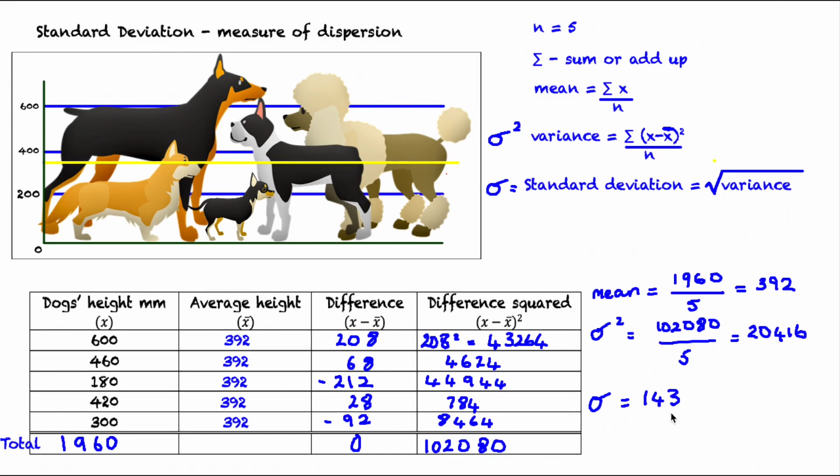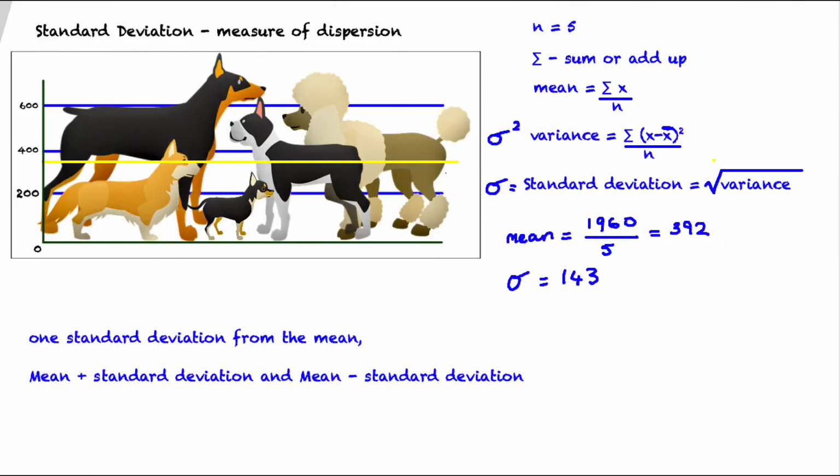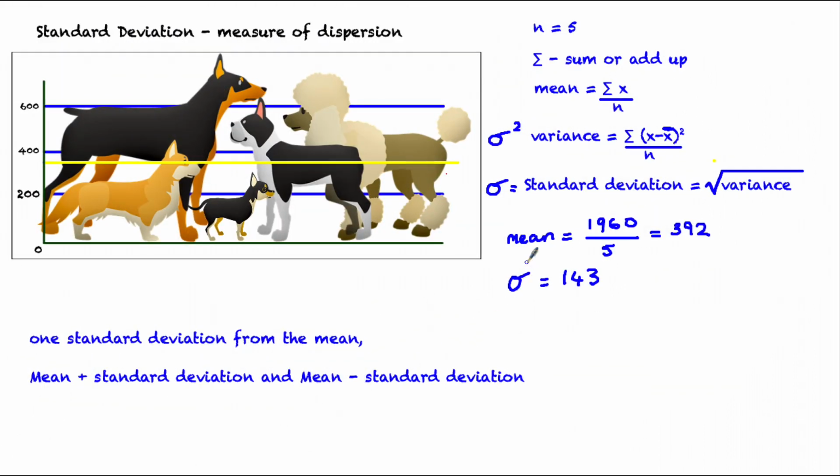That's all very well. We have a number for our standard deviation. But what does that mean? What does it tell us? So here I've recorded our mean, it was 392, and our standard deviation, 143. Now we can use standard deviation to compare two sets of data. A larger number will mean the data is more spread out, and a smaller number will mean the data is less spread out. So we can compare data using the standard deviation.